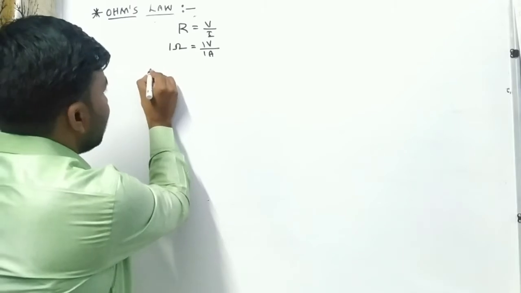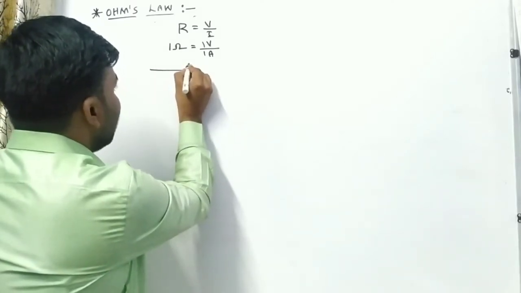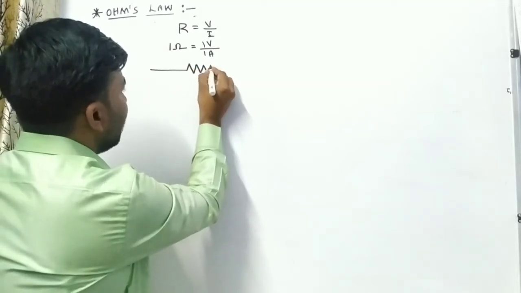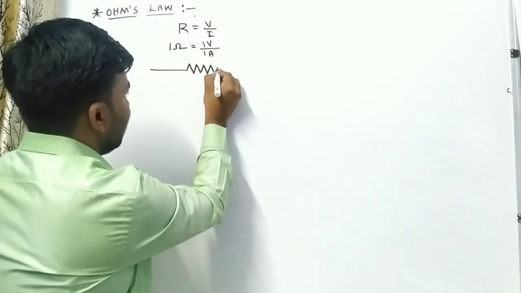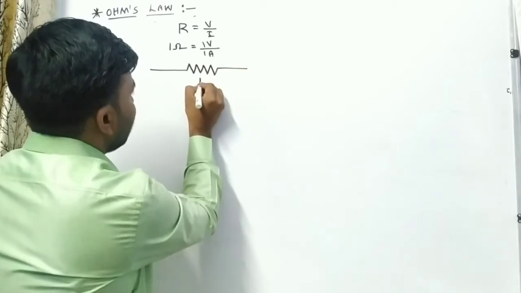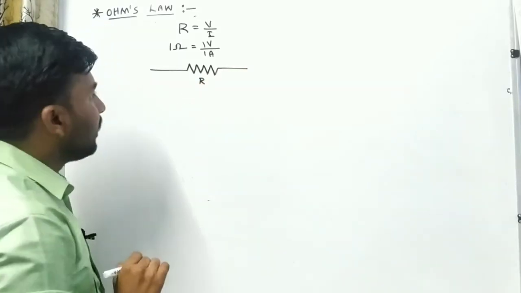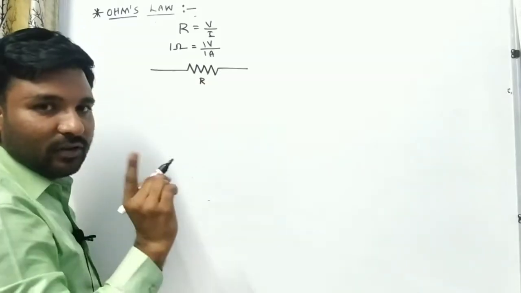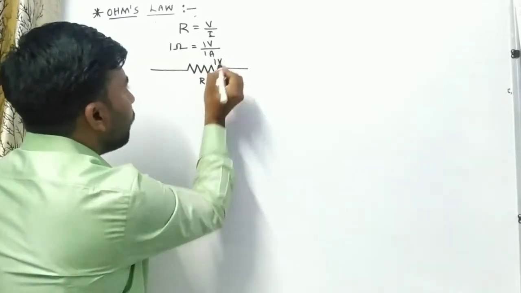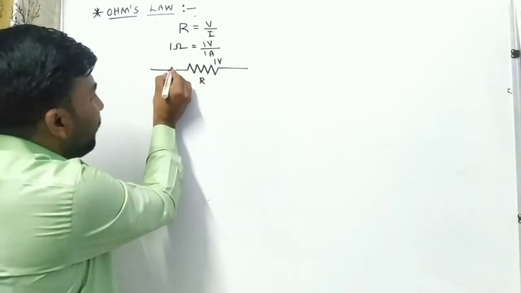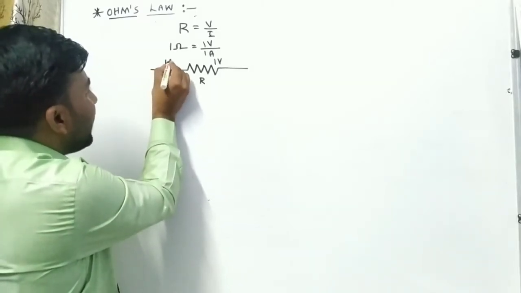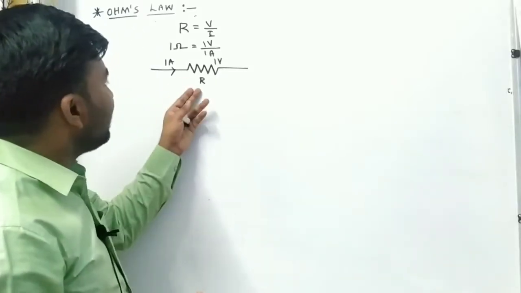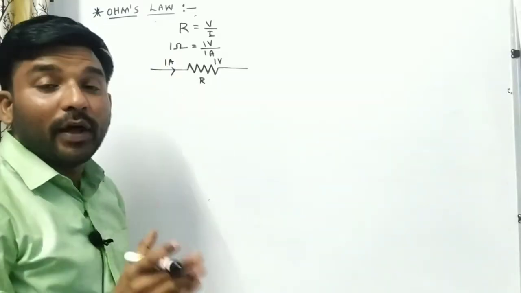Let's suppose this is one resistor having the resistance R. Now the potential difference across the ends of this resistance is how much? It is 1 volt and the current flowing through it is 1 ampere. Got it? Then we will say the resistance of this conductor is 1 ohm.